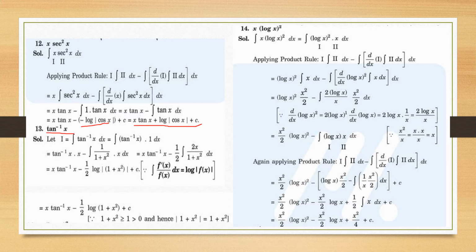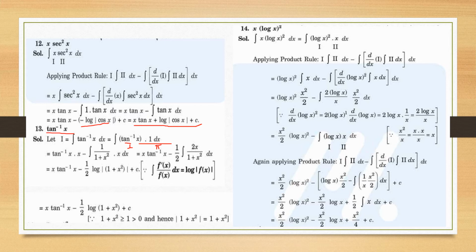To integrate tan inverse x or sin inverse x or cos inverse x alone, you need to take 1 as the other function. So tan inverse x into 1. So this is my first function and this is second. Okay, so tan inverse x into the integral of 1, which is x, minus the integral of d/dx of this, which is 1 upon 1 plus x square, into x, right?